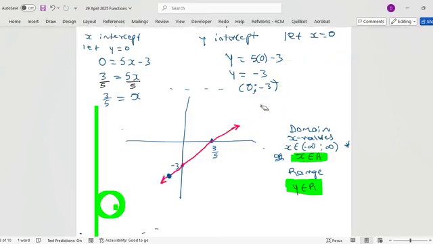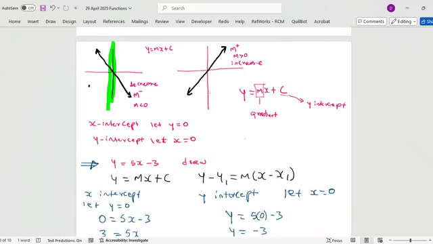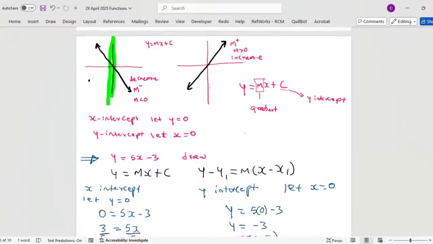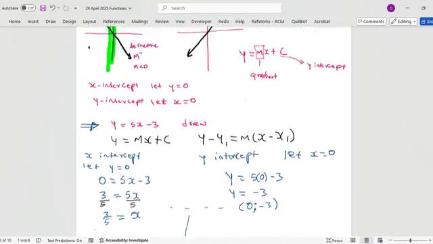Why is the graph increasing? If I may ask someone who remembers, why is the graph increasing? We did talk about that here. Isn't it, sir, because of the gradient? Thank you. It is increasing because the gradient is positive.